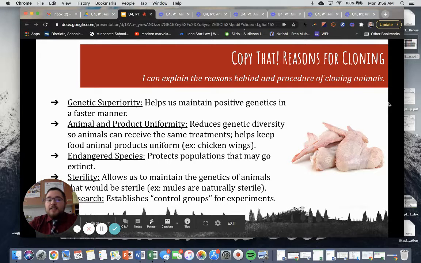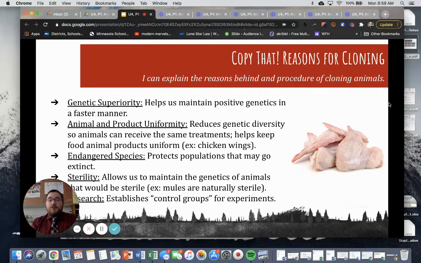So some key reasons for cloning animals. There are a few here that I want to highlight. First, genetic superiority. When we clone, it helps us maintain positive genetics in a faster manner. Second, animal and product uniformity. Chicken wings is a prime example of this. This helps reduce genetic diversity so animals can receive the same treatments and helps keep our food animal products uniform and appealing to consumers. Third is endangered species, protects populations that may go extinct.